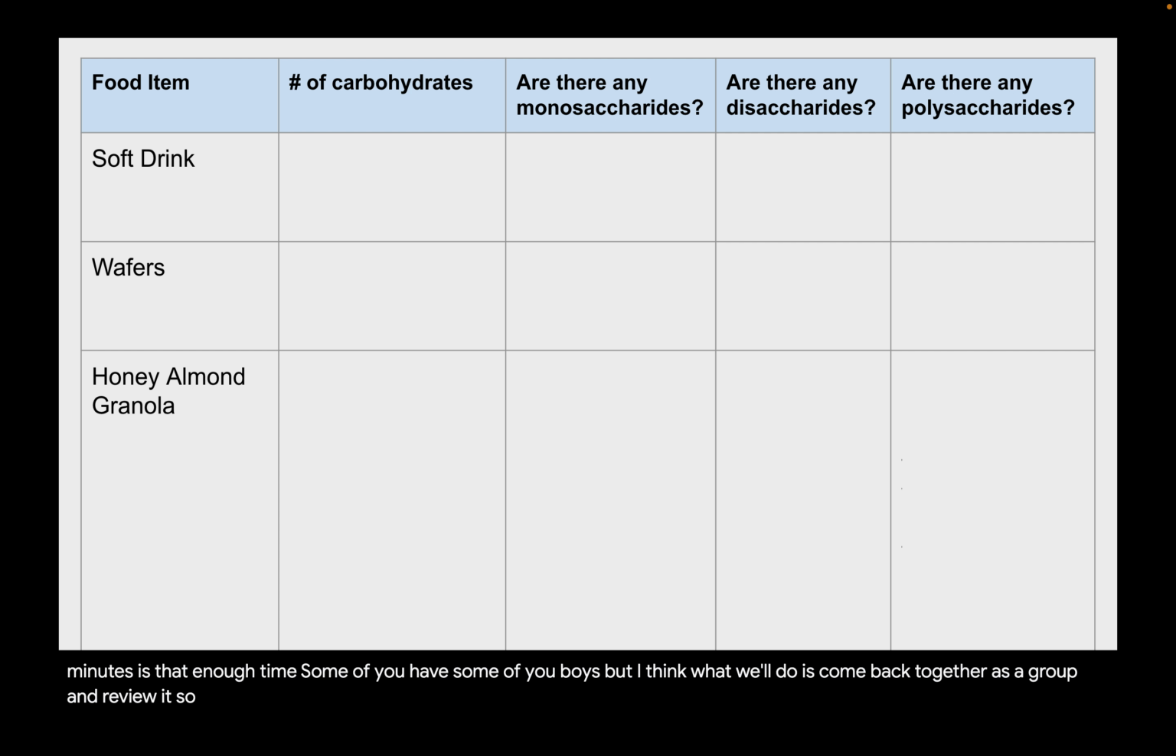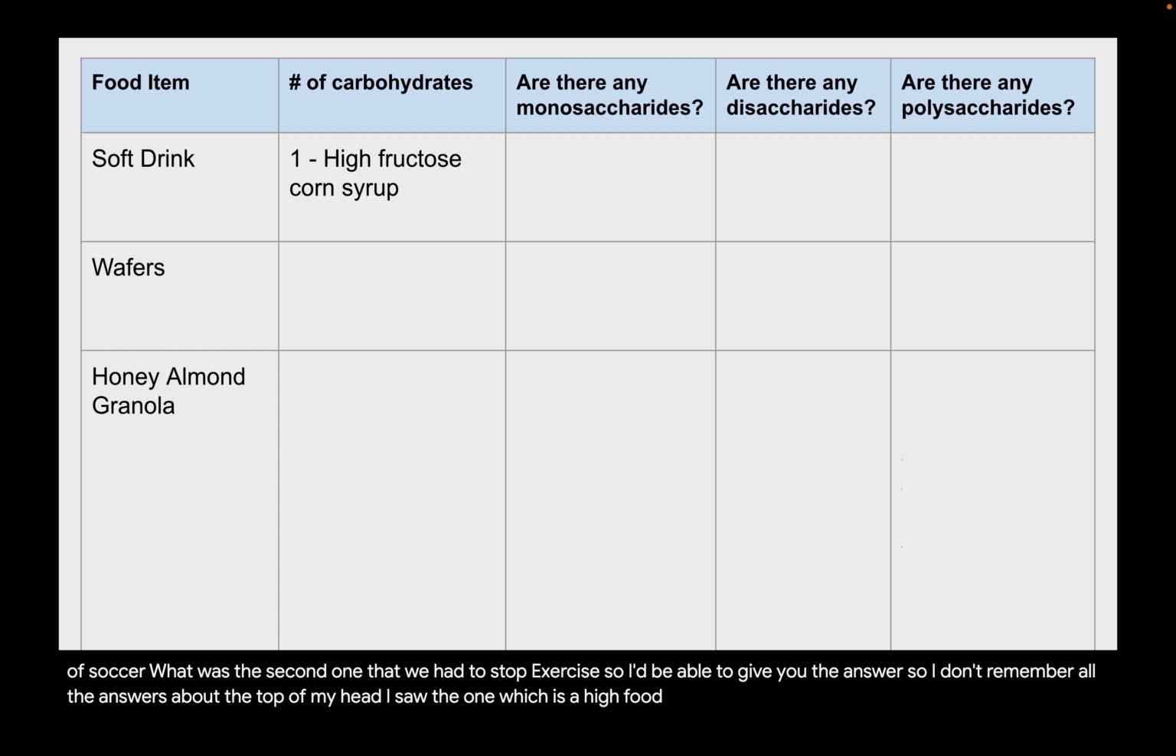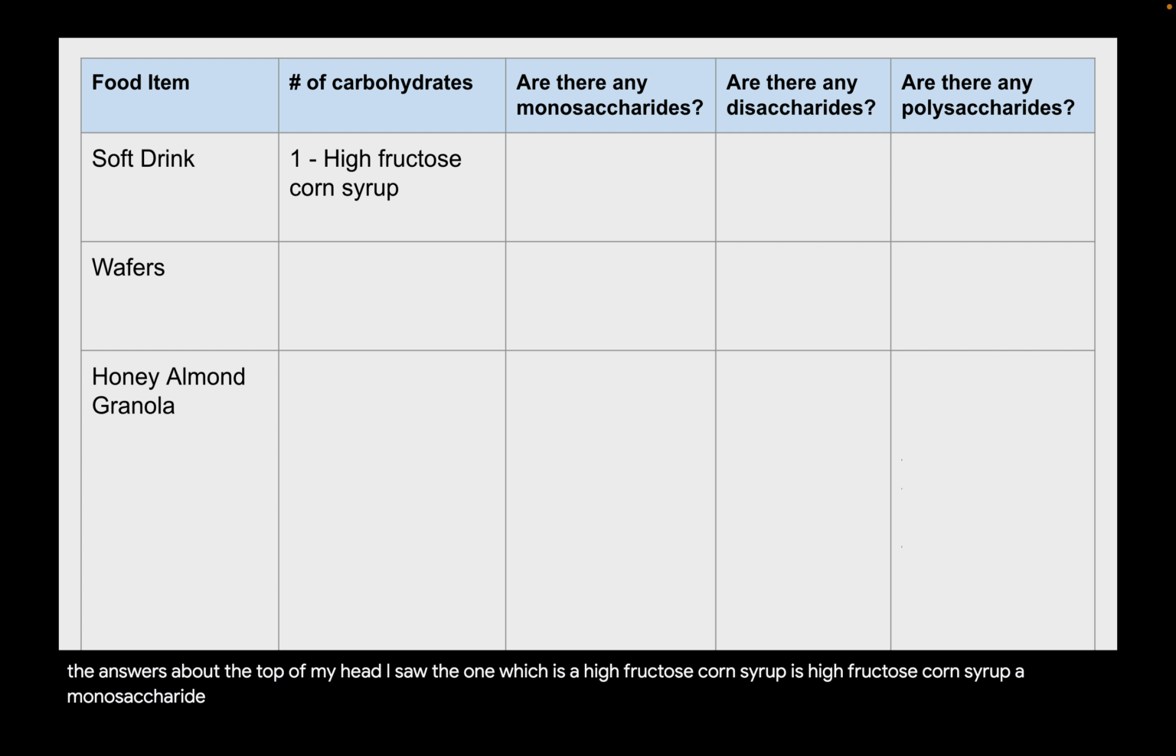So, if we were to fill out this table here, soft drink, how many carbohydrates are in the ingredient list of soft drinks? I hear 2. I have a 1. What was the second one that we saw? I had to do this exercise so I'd be able to give you the answer, so I don't remember all the answers off the top of my head. I saw the 1, which is the high fructose corn syrup.